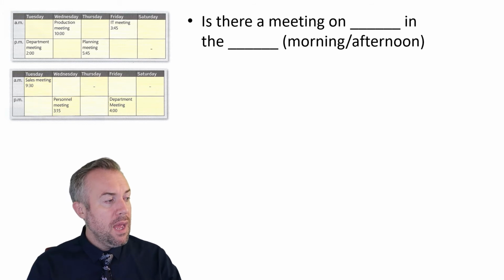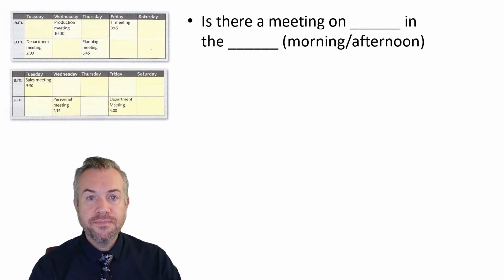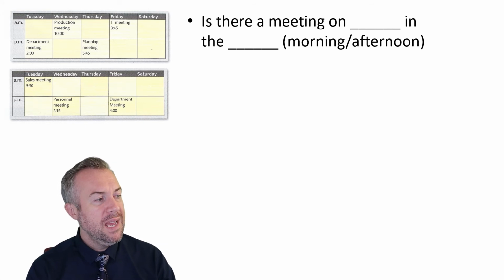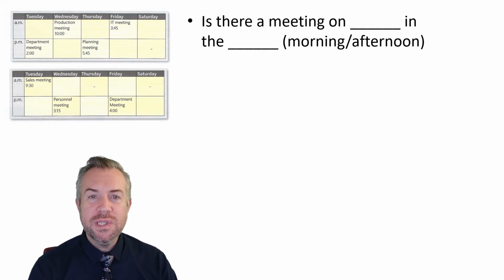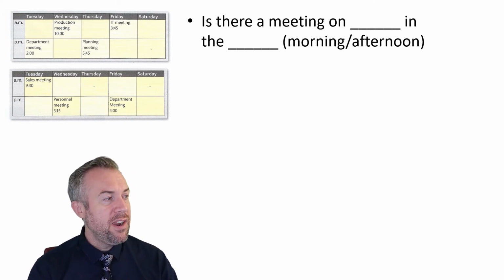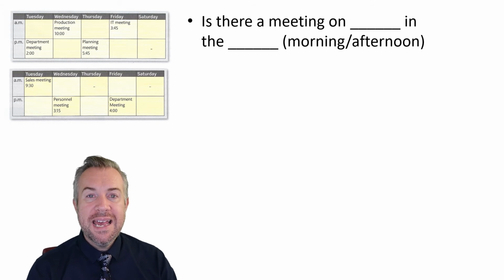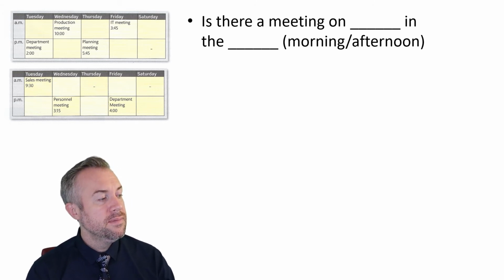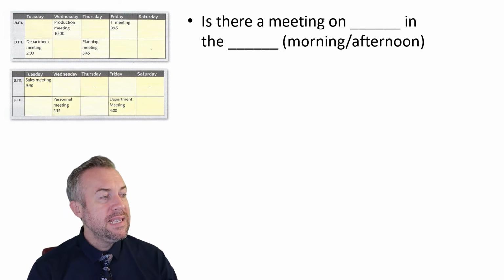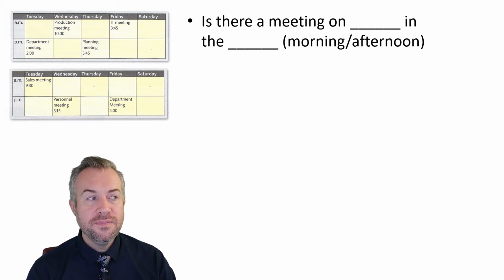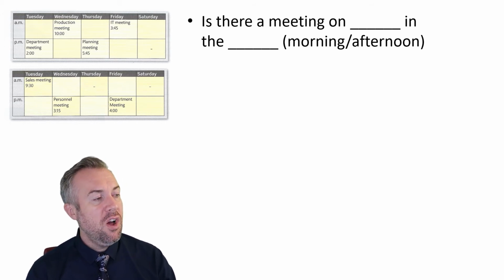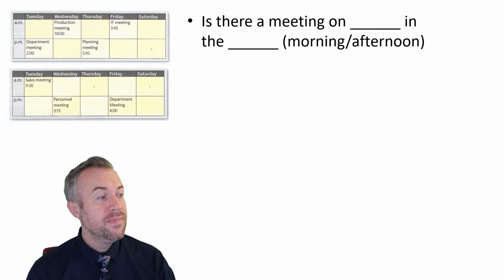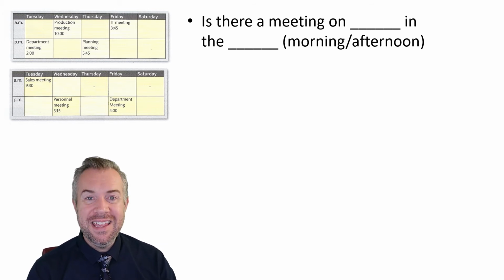If you are B, you are on page 77. And your first question is there a meeting on Tuesday in the afternoon? The next question, is there a meeting on Wednesday in the morning? The question after that, is there a meeting on Thursday in the afternoon? And then, is there a meeting on Friday in the morning? And the last question, is there a meeting on Saturday in the afternoon?